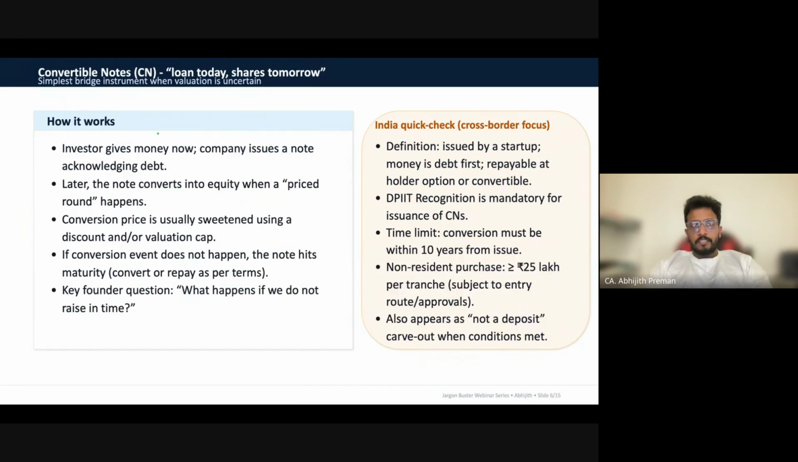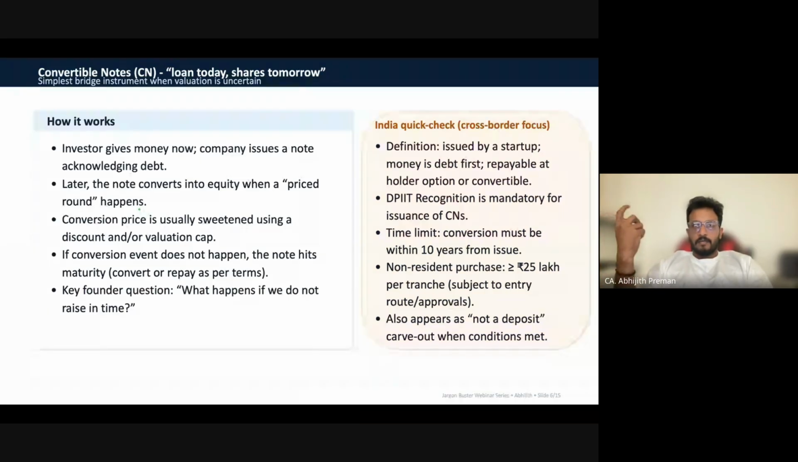So it's the simplest bridge instrument when valuation is uncertain. How does it work? The investor gives money now, and the company issues a note acknowledging the debt. Okay, so that's basically going to be a convertible note agreement. Later, the note converts into equity when a priced round happens. So, you know, what is a priced round and what is an unpriced round?